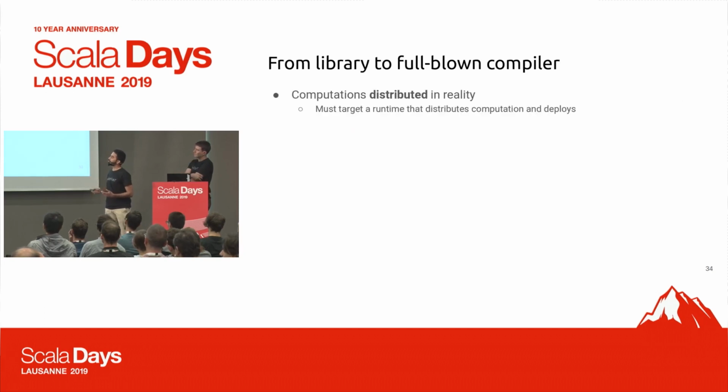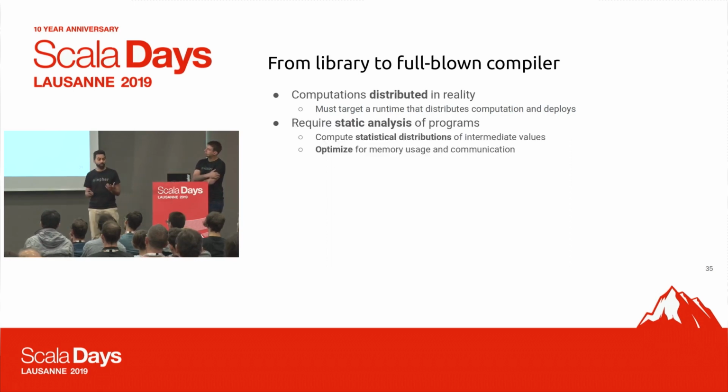But actually, in reality, we need a bit more, right? Because in reality, the computations are distributed. They're not just an array. And so we must target a runtime which runs securely in each of the parties. So that's one reason why it's not enough just to have an embedding. The other reason, more fundamentally, mathematically speaking, is we need to do some static analysis of our programs such that we can optimize for memory and for communication purposes. And we also want to be able to compute some statistical distributions, which we will get into in a short while.